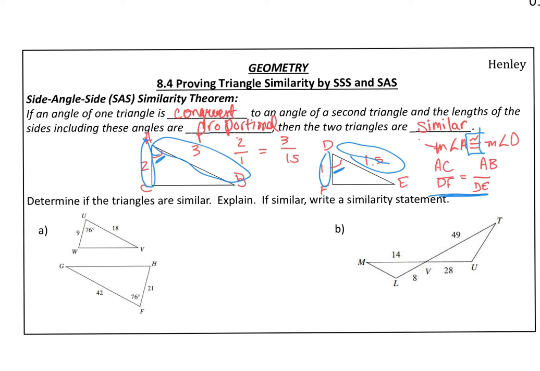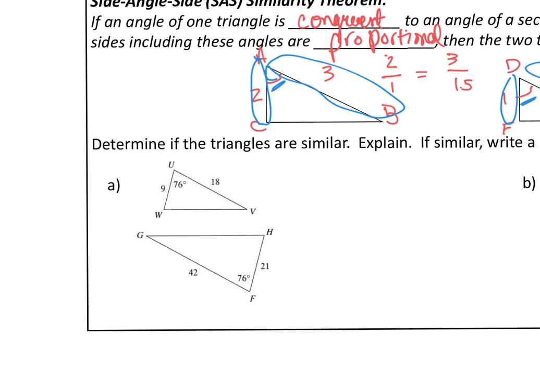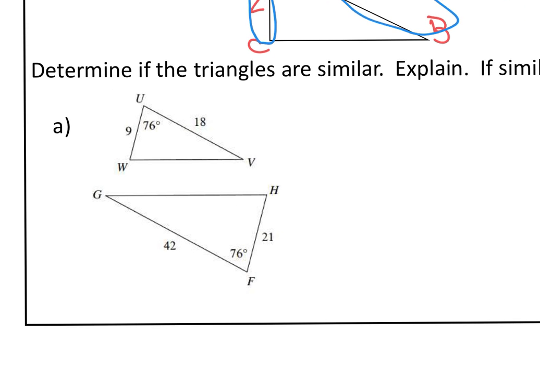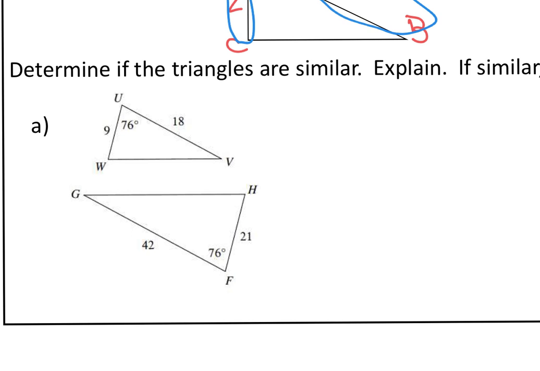Now let's do A. In A, we are attempting to determine if the triangles are similar. If they're similar, we have to write a similarity statement, and we have to explain our answer either way. So let's look at A first. We have two triangles. We're looking at what is similar. Now, it's already marked for us that angle U and angle F are congruent. So let's list that. Angle U is congruent to angle F.